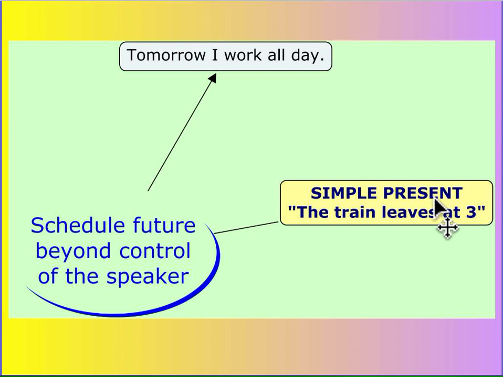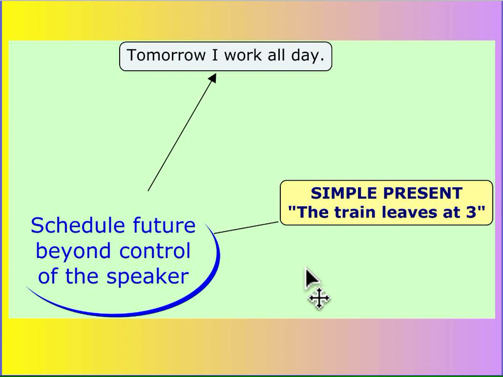Yes, simple present can mean that this will happen in the future. For example, the train leaves, that's simple present, at 3. In what case can we use a simple present as future? Just one thing: schedule future beyond the control of the speaker. I mean, there's nothing you can do about what's happening in the future.